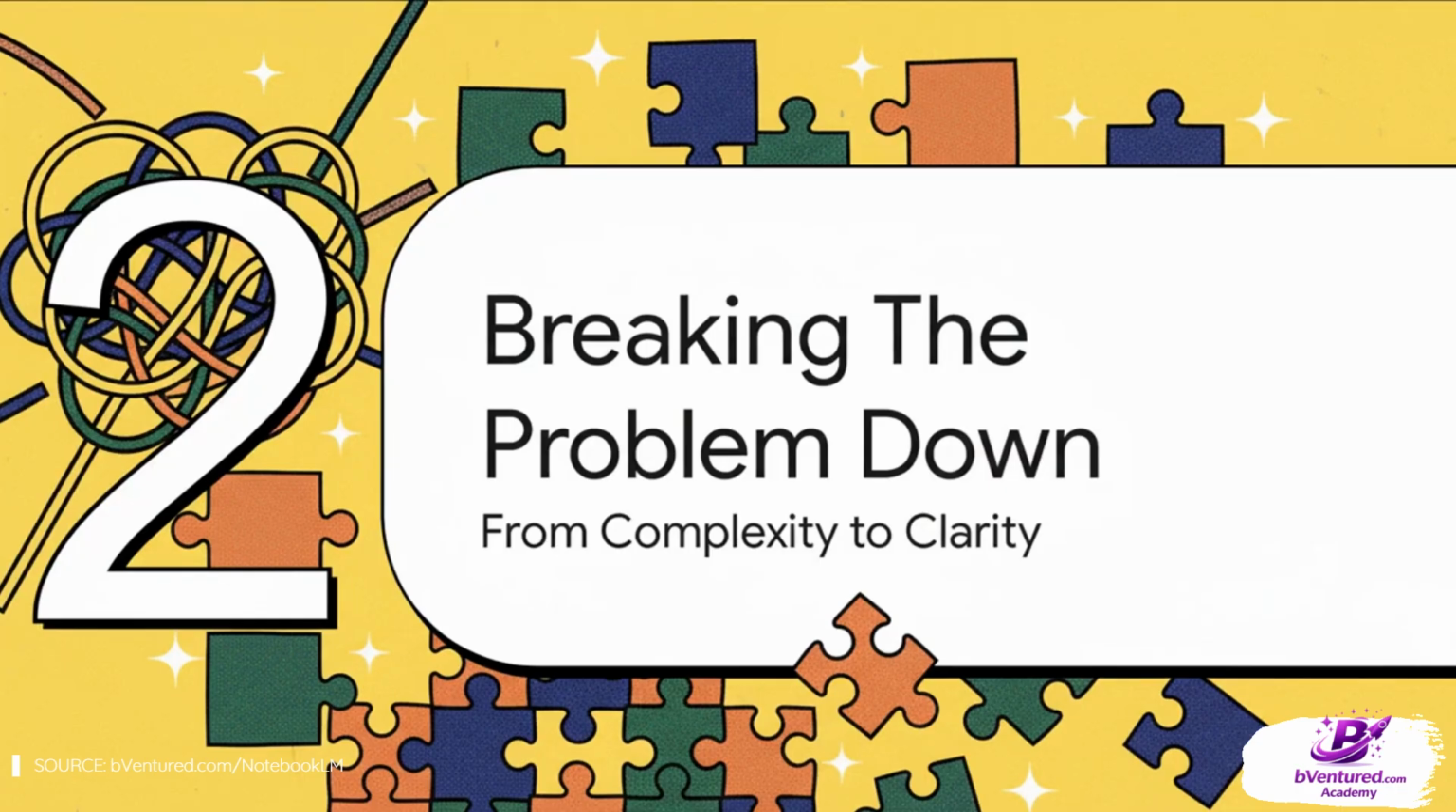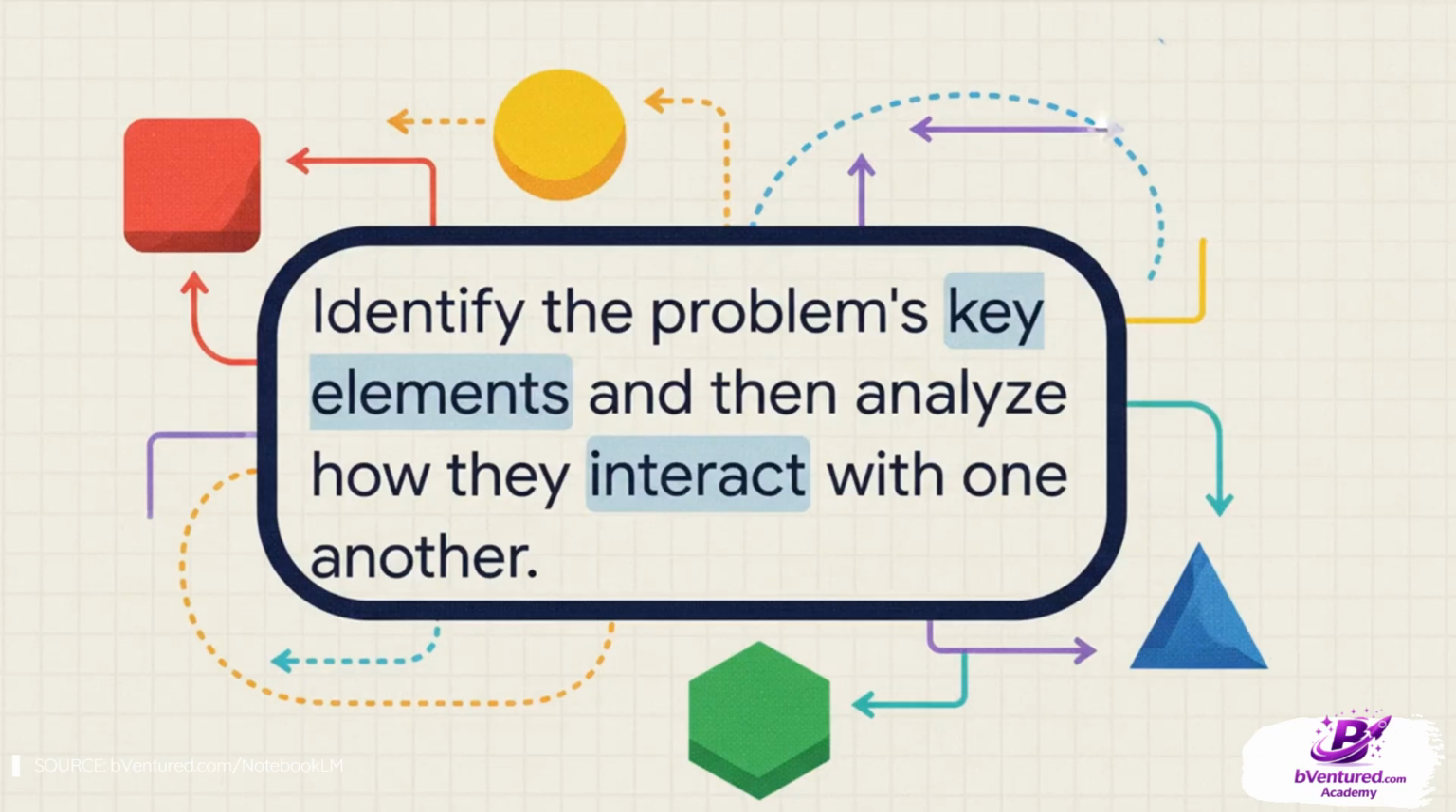Awesome. Now that we have a crystal clear idea of the problem, we can move on to step 2. Breaking the problem down. This is where we take all that complexity and start turning it into clarity. We're going to take the whole thing apart, piece by piece. The first thing you want to do here is identify the key elements of the problem. Think of them like the main ingredients in a recipe. So if the problem is low team morale, the elements might be things like management style, workload, or communication.